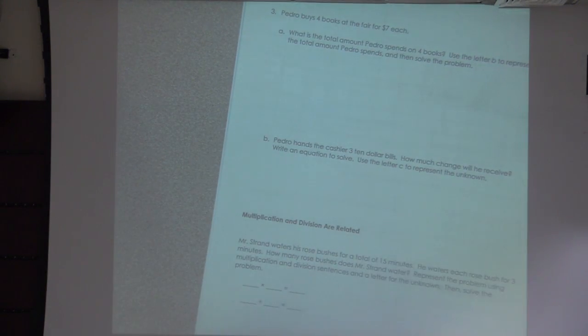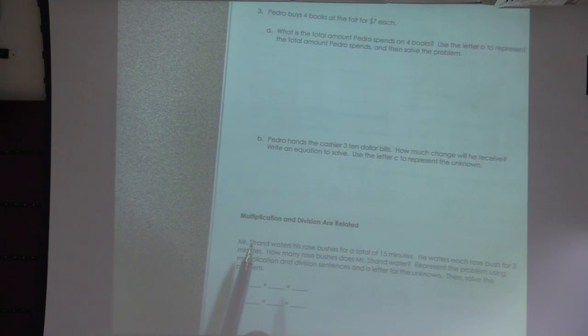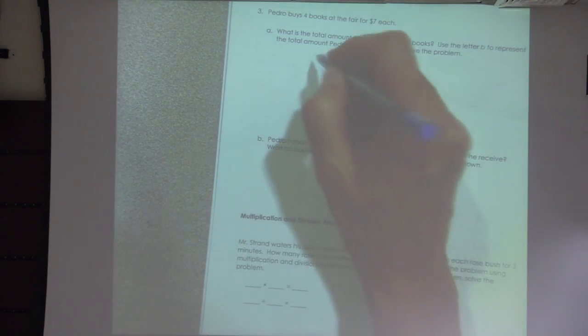So back to all this computation. That's what arithmetic and multiplication is, so that we can solve real life problems. So we're going to look at this. Pedro buys 4 books at the fair for $7 each. What is the total amount Pedro spends on 4 books? Use the letter B to represent the total amount Pedro spends, and then solve the problem.